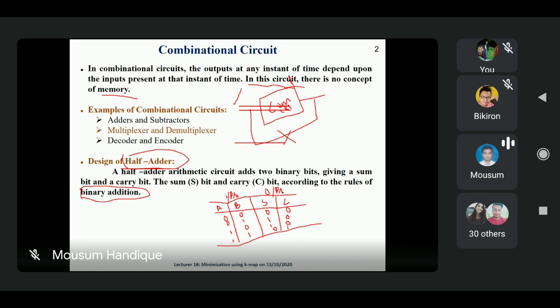Now, from this particular truth table, can you write the expression of S and C? What is the expression of S? What is the expression of sum? What is the expression of carry?